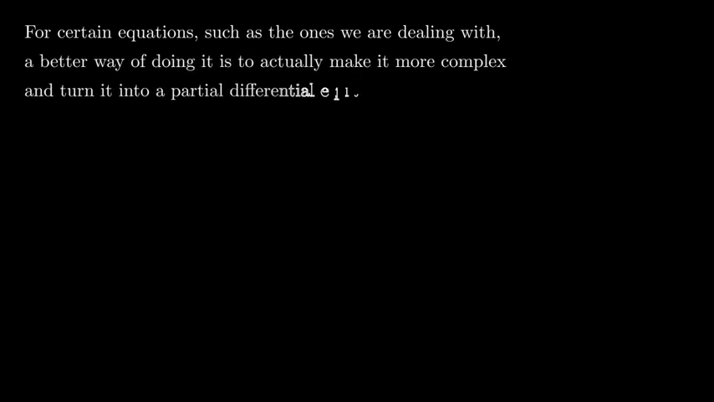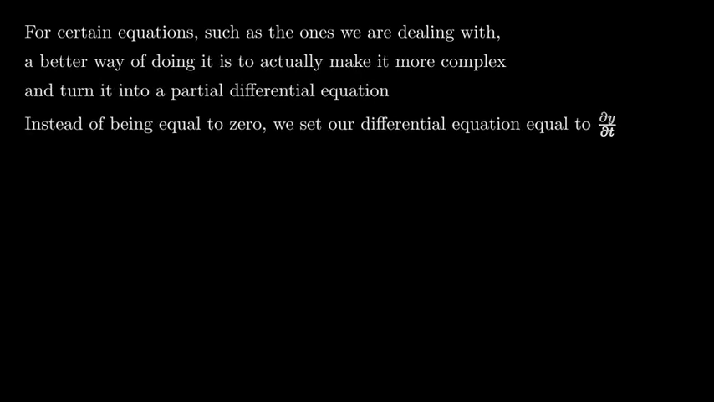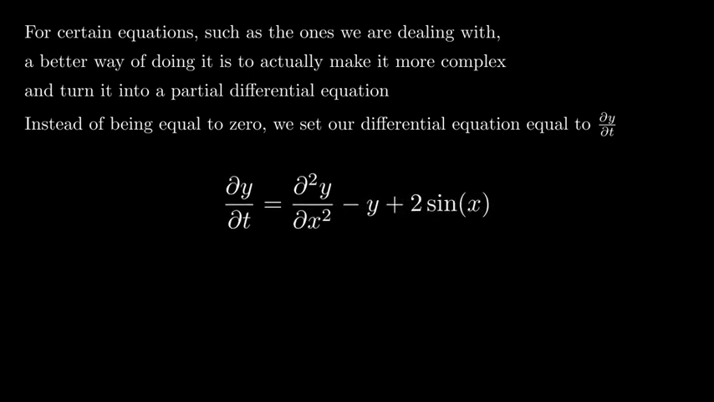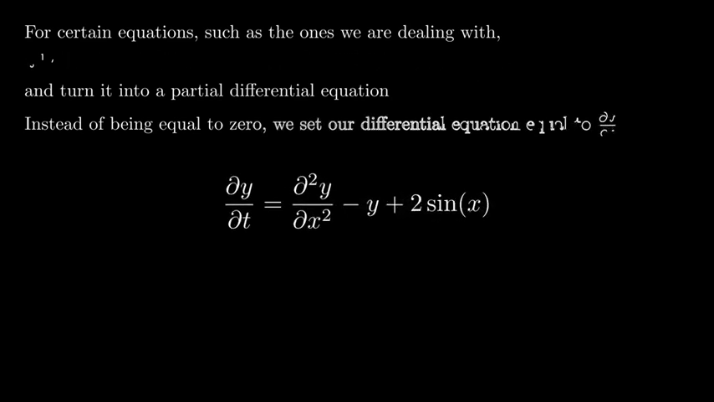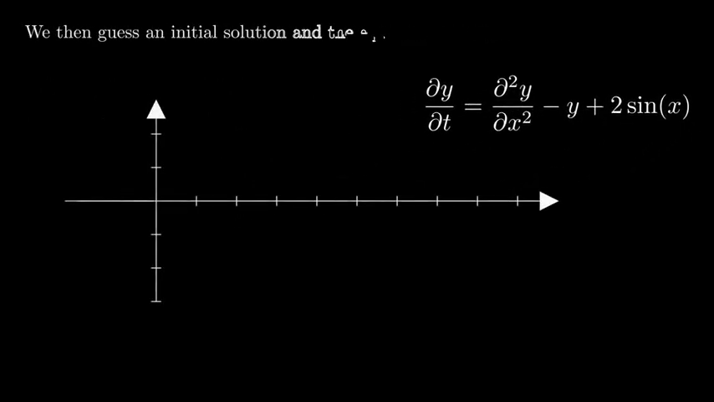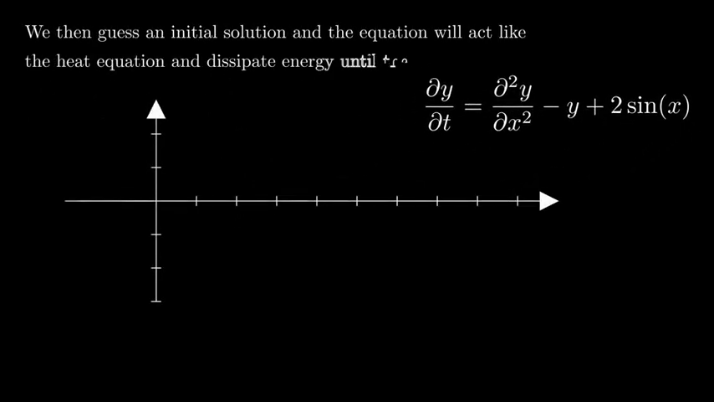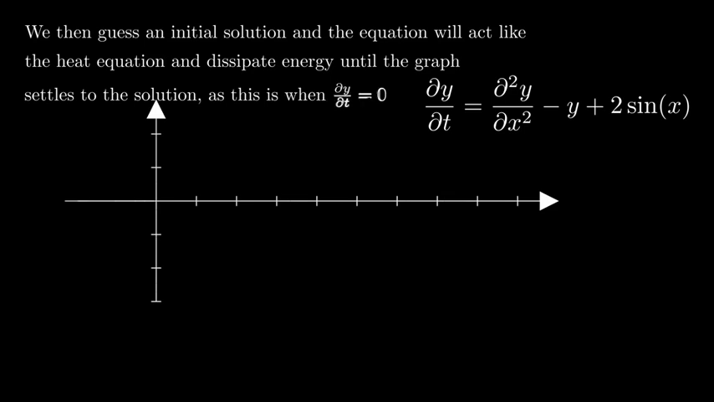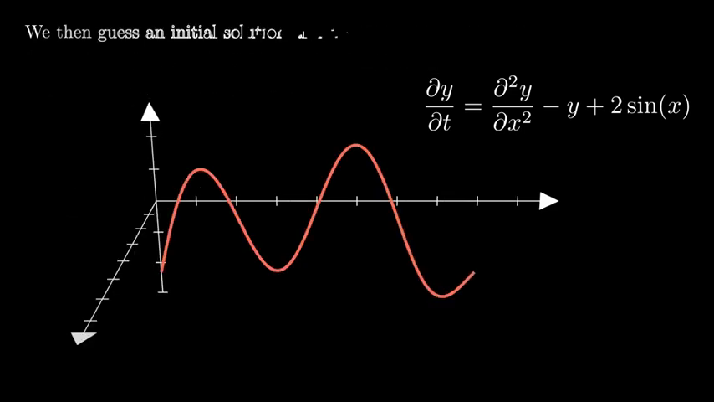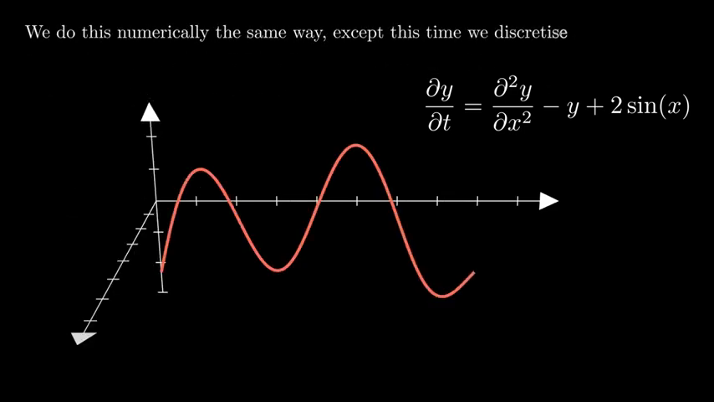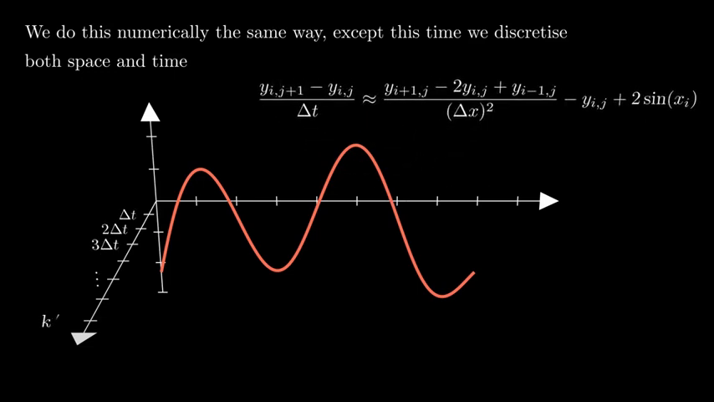For certain equations, such as the ones we are dealing with, a better way of doing it is to actually make it more complex and turn it into a partial differential equation. Instead of being equal to 0, we set our equation equal to the partial derivative of y with respect to t. We then guess the initial solution, and the equation will act like the heat equation and dissipate energy until the graph settles to the solution, as this is when the partial derivative of y with respect to t is equal to 0. We can see this here.